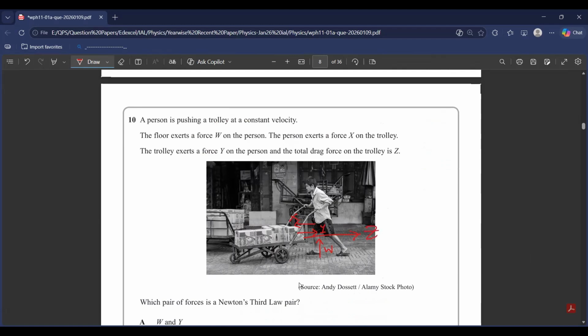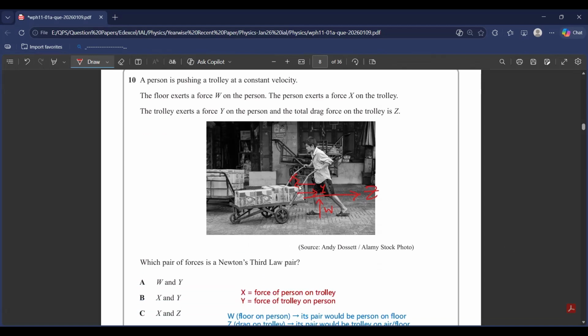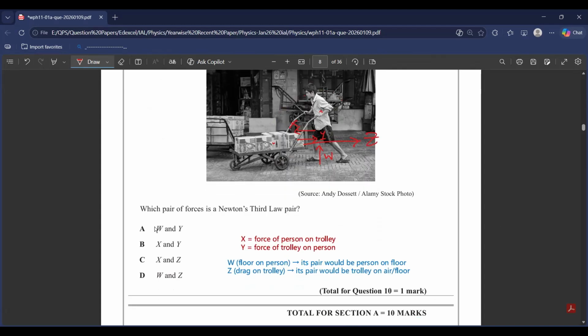Now, you're supposed to find which pair of forces is a Newton's third law pair. According to the Newton's third law pair rule, the forces have to be of the same type. They have to have the same magnitude, and they have to have opposite directions. They have to be acting on different bodies. Notice that X is acting from the person to the trolley. Y is acting from the trolley to the person. So we are talking about two objects here, person and trolley. They're opposite in direction, right? So this should be our answer, X and Y.